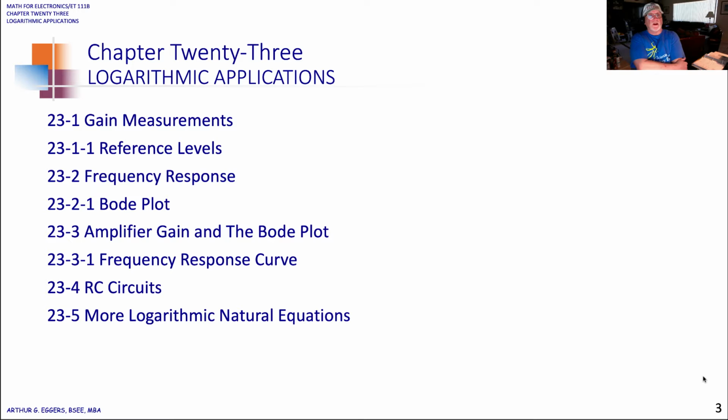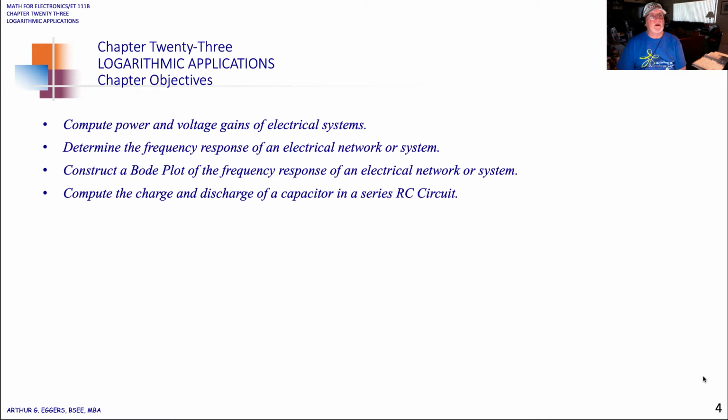In RF in particular, we can find out things like gain and reference, the frequency response of a circuit, creating the Bode plot, which is actually a plot of that frequency response, looking at frequency curves, and then applications to circuitry like our RC circuits that we've already looked at. So the objectives are going to be to compute power and voltage gains of electrical systems, determine the frequency response, construct a Bode plot of that frequency response, and then compute the charge and discharge of a capacitor.